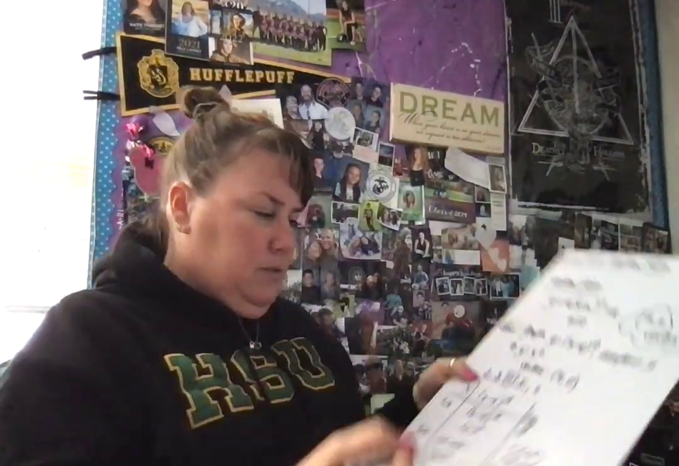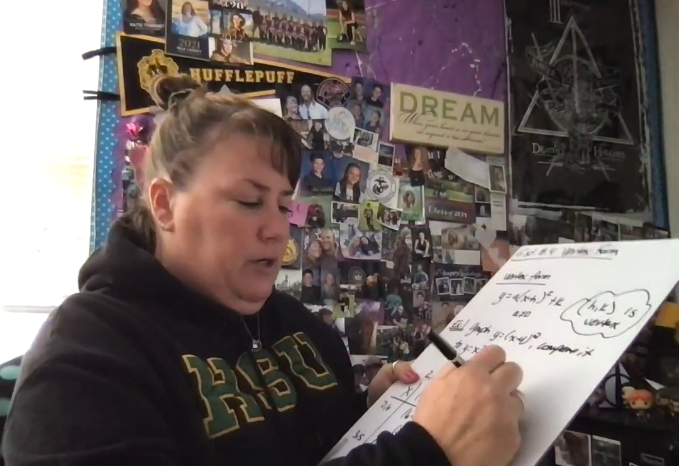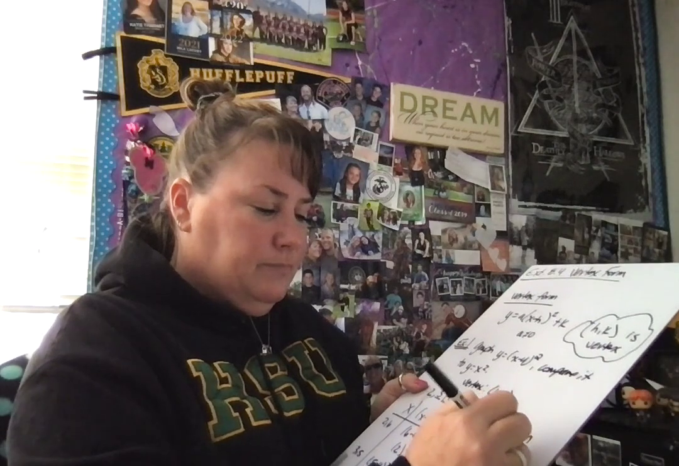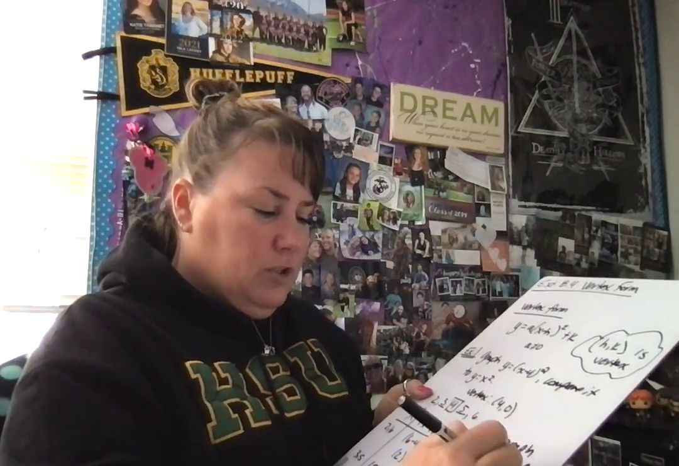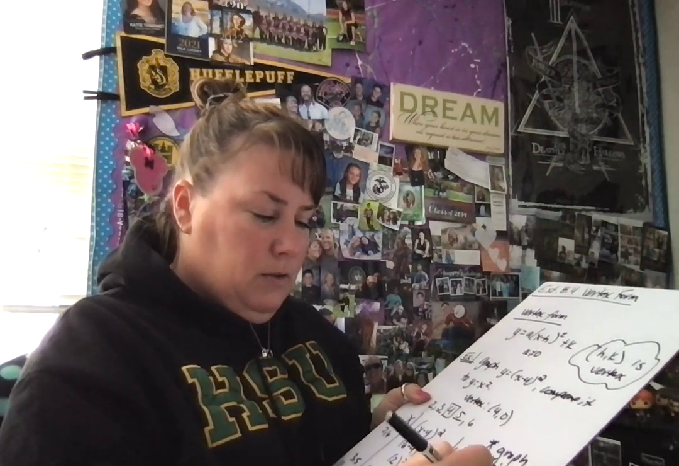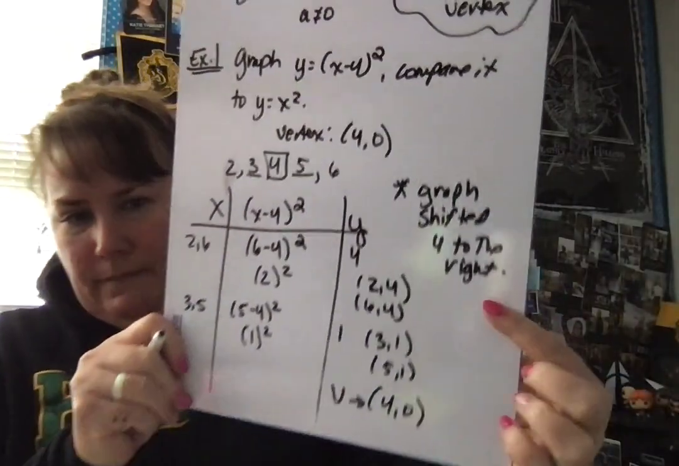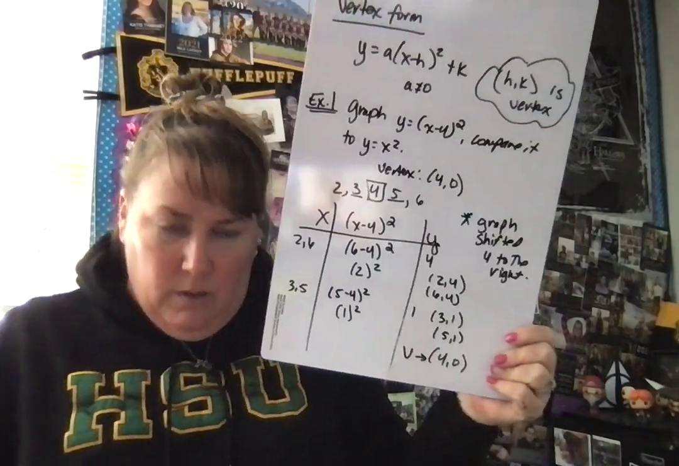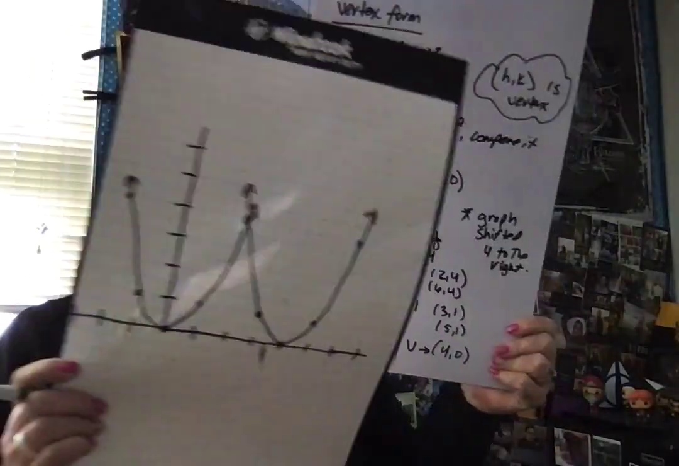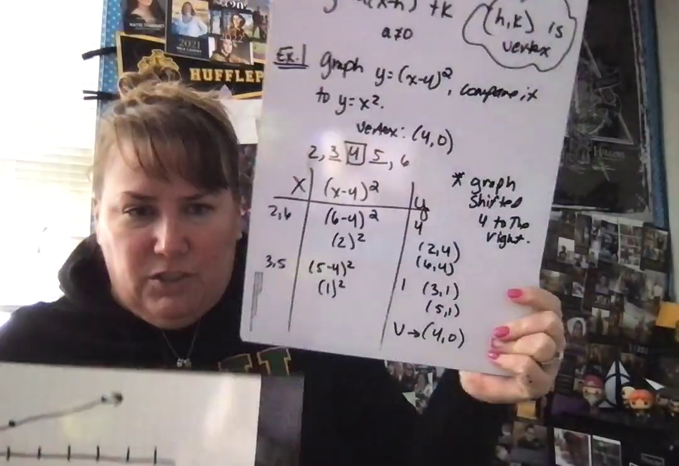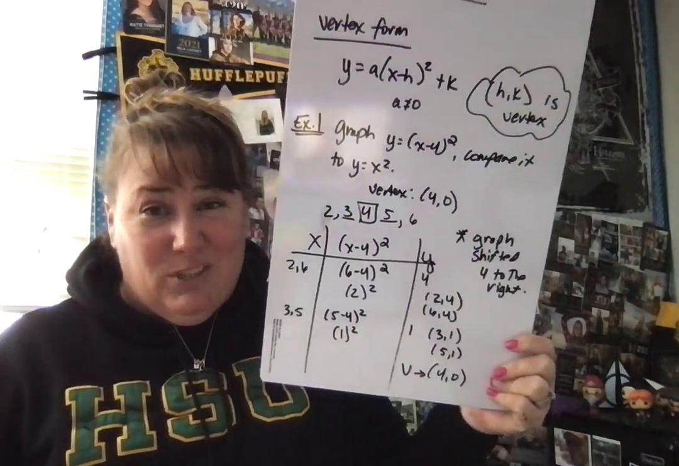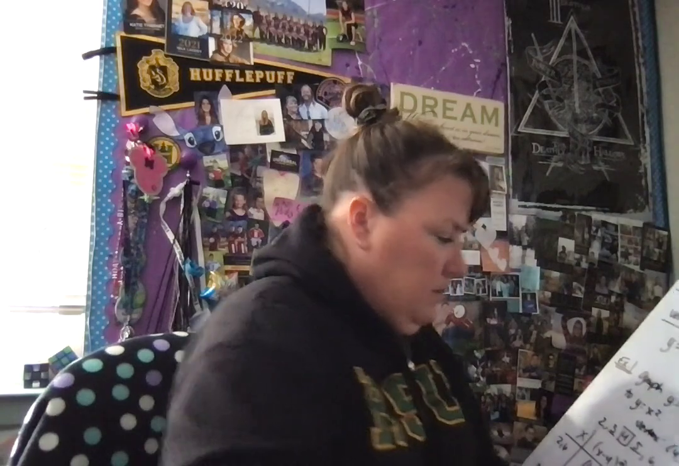Okay. So I ran out of room, so I'm just going to put it right here. Graph shifted 4 to the right. Right there. And that's your other part of your answer. That's the graph. That's your comparison. I like vertex form. Okay, next up.